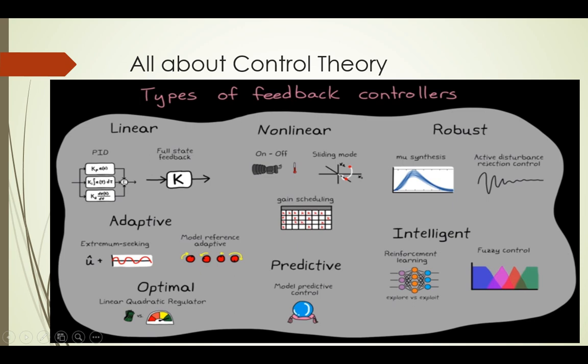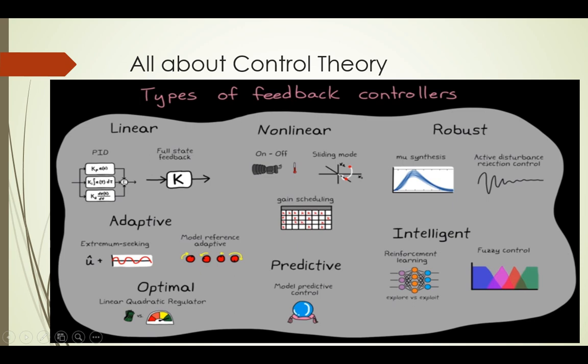We have gain scheduling. Then for uncertain systems we have robust control, that is based on mu synthesis, and active disturbance rejection control. We also have adaptive control, that is based on extremum seeking or model reference adaptive control. We have optimal control, that is based on linear quadratic regulation, that will solve an optimization problem to calculate the control input. We have predictive control, that uses the model of the system and predicts the optimum control input, that is known as model predictive control.